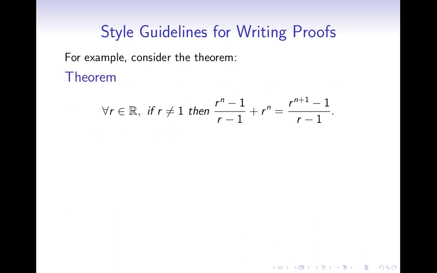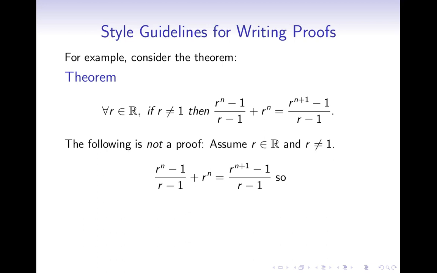So here again, for an example, I'm going back to the theorem I proved earlier, and I'm going to give you what I consider to be an incorrect proof. Okay, so we're starting the proof by assuming little r is a real number and little r is not equal to 1. This is okay. This is how we began before.